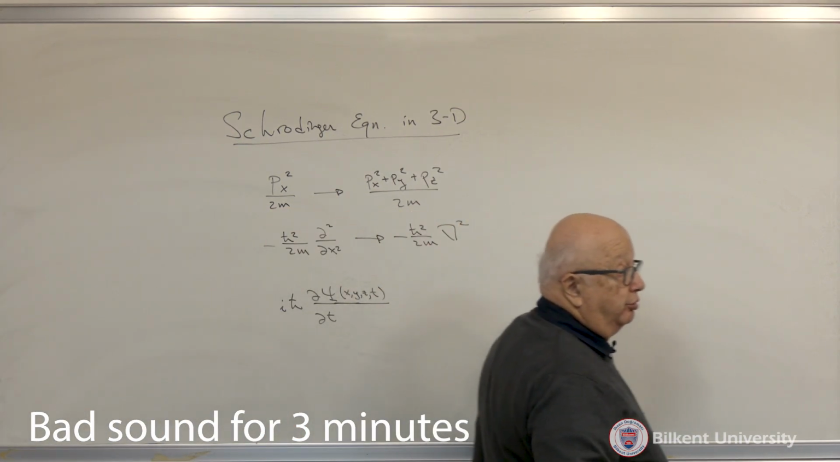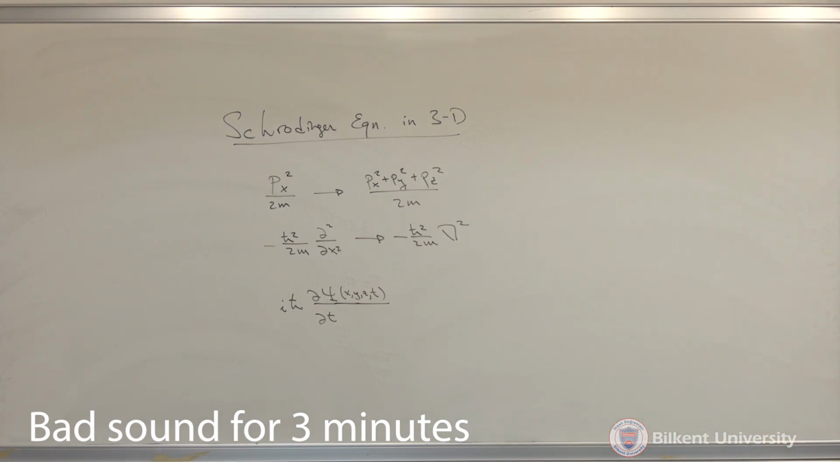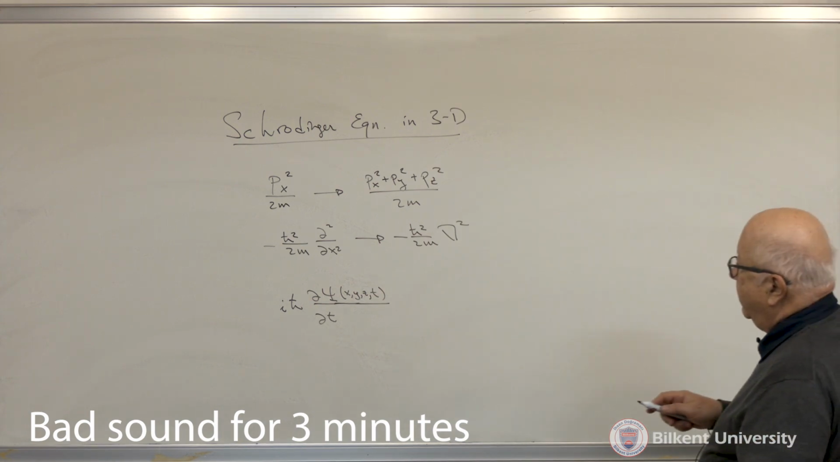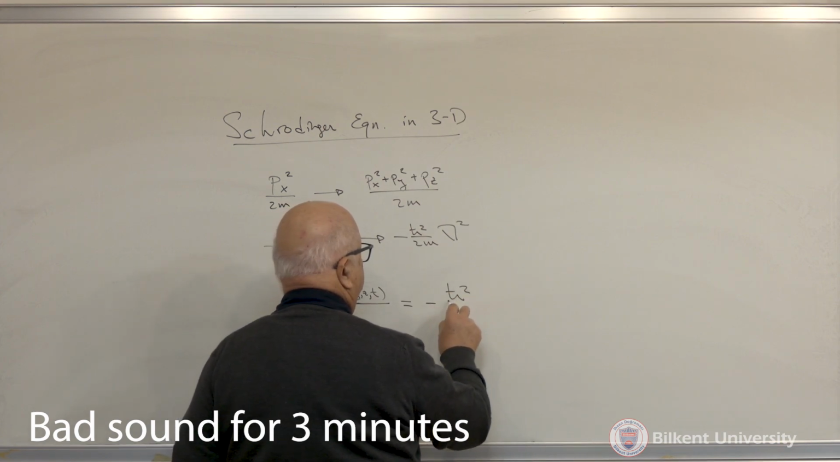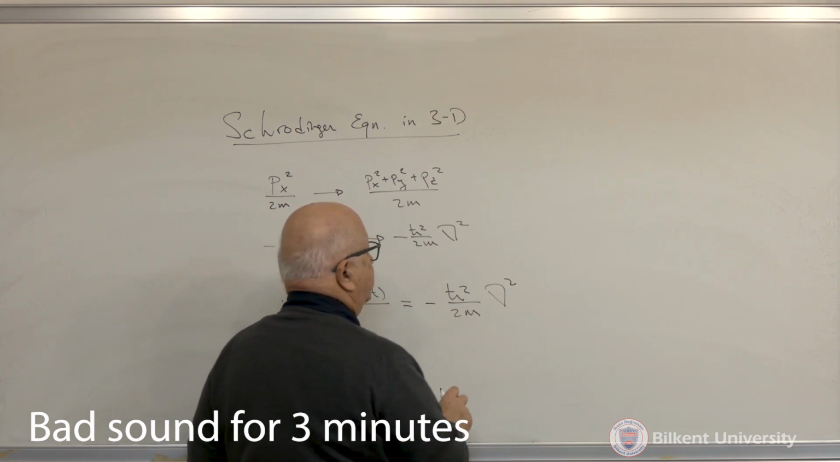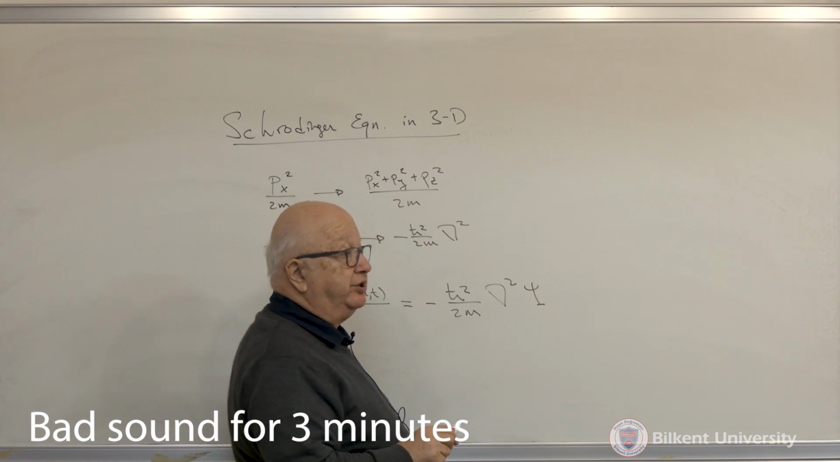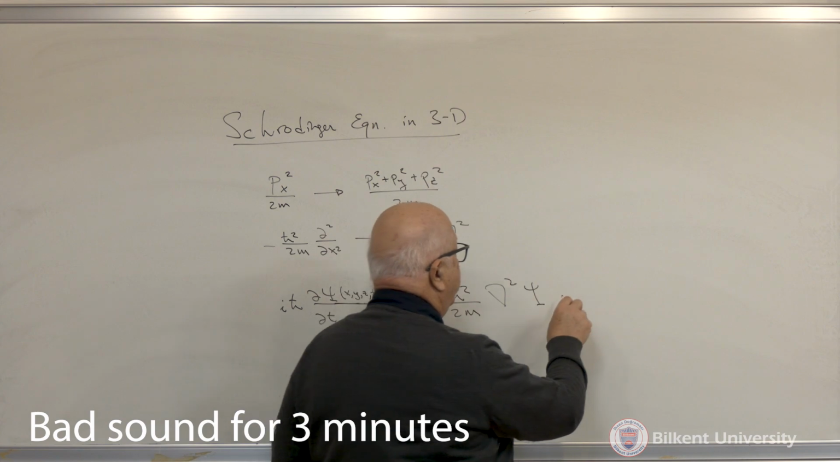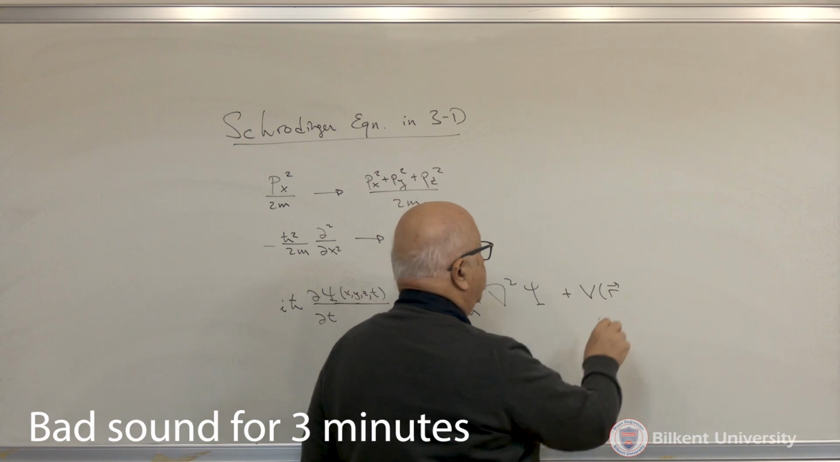Or if you want to go to another coordinate system, which is more convenient for spherically symmetric objects like an atom perhaps, then we have to go to spherical coordinates. So I have that equal to minus h bar squared over 2m del squared psi plus the potential energy. Now the potential energy is generally a function of position, times psi.